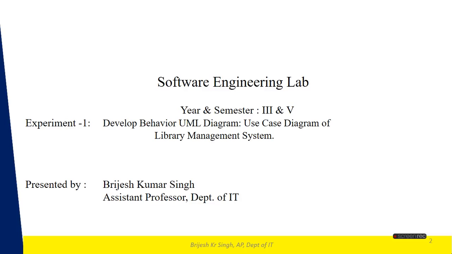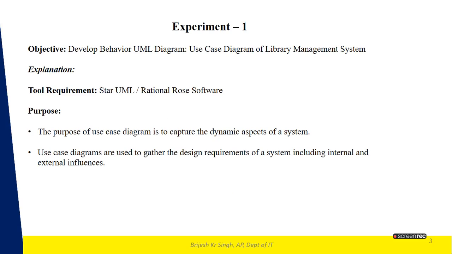In this video, I am going to demonstrate the use case diagram of a library management system for the software engineering lab. Experiment number 1. The objective is to develop a behavioral Unified Modeling Language diagram, that is, a use case diagram of a library management system. Tool requirements are StarUML or Rational Rose software. You can use any one tool for this purpose.